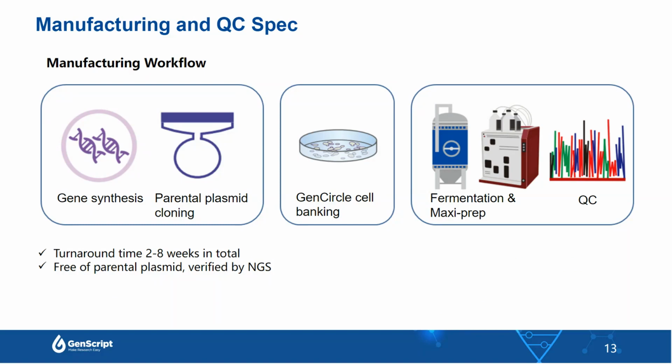GenScript has the IP of GenCircle dsDNA as well as its related process. The complete manufacturing workflow includes gene synthesis, parental plasmid cloning, GenCircle cell banking and fermentation, and maxi prep and QC. At GenScript, we can provide GenCircle preparation services from gene synthesis to maxi prep within 2 to 8 weeks of turnaround time in total.